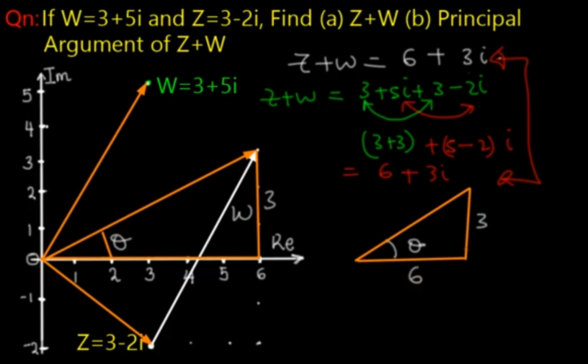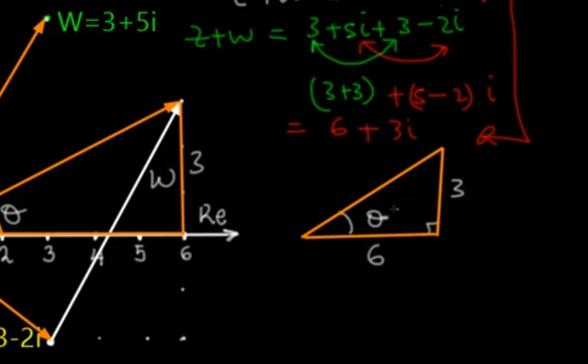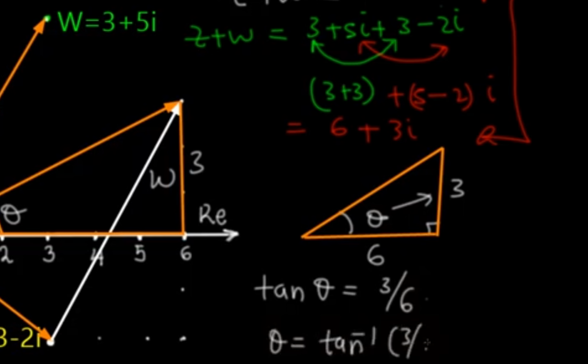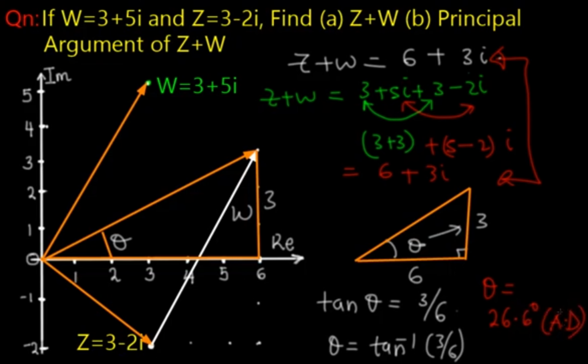But remember, if we have our right angled triangle like that, with theta here and the opposite and the adjacent, we are going to use trigonometry to obtain the value of theta. So we are going to say tan of an angle theta is equal to the opposite, which is 3, out of the adjacent, which is 6. Therefore, theta is equal to tan inverse of 3 out of 6. And if we use our calculator, the value of theta is equal to 26.6 degrees in an anti-clockwise direction.